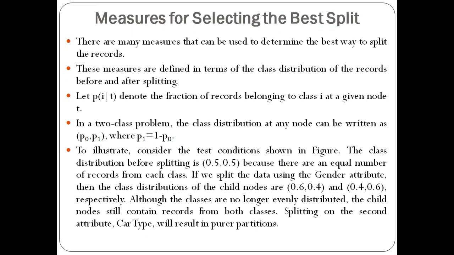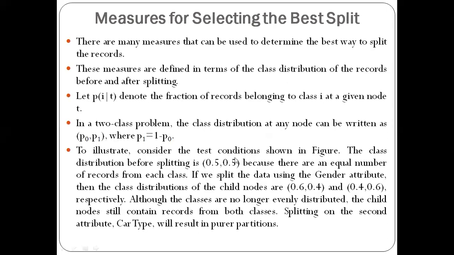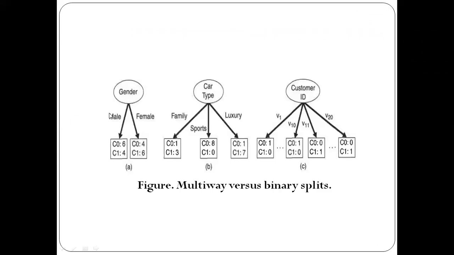So for example, consider the distribution of the records based on gender. Before splitting, normally the distribution of both classes will be 0.5, 0.5. That is, the fraction of the records that belong to each of the classes will be 0.5 and 0.5, assuming the number of records is equal. 0.5, 0.5 means that 50% of records belong to each of the classes.